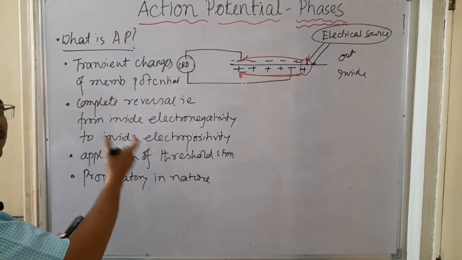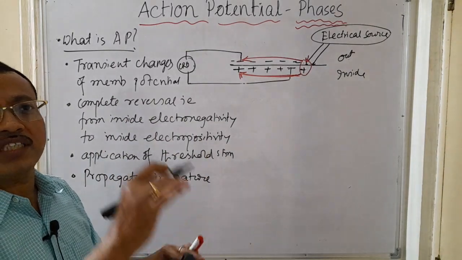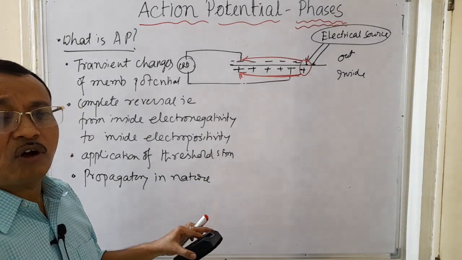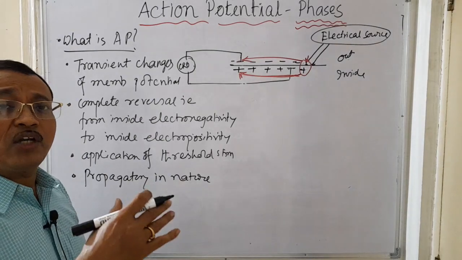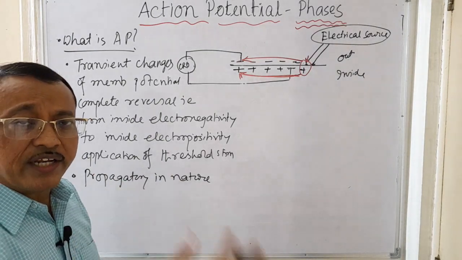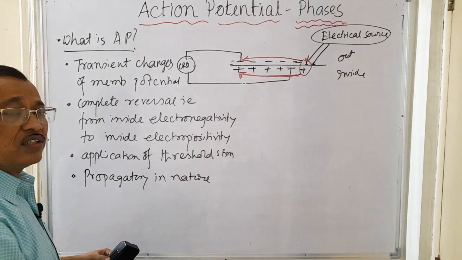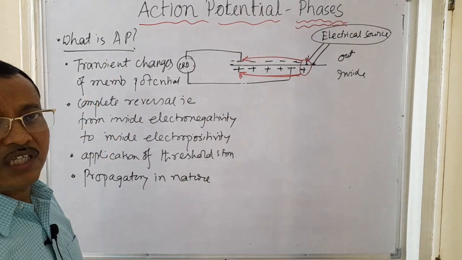And once these changes are initiated, they will not be confined to the site of origin of the stimulus. They will be propagated beyond that part, and thereby evoke the response, and this is why it is known as propagatory in nature. So this is about the action potential.